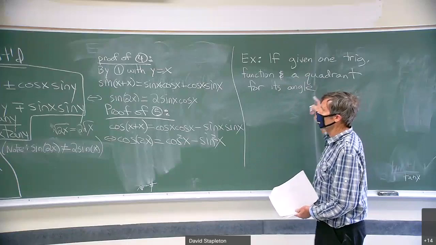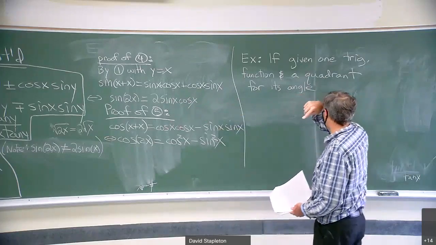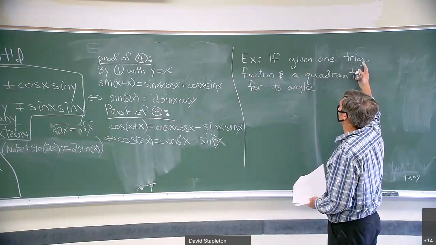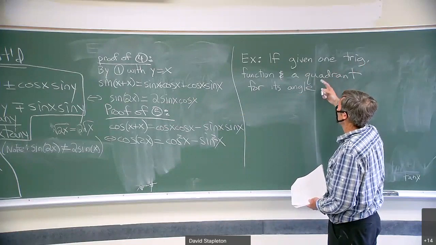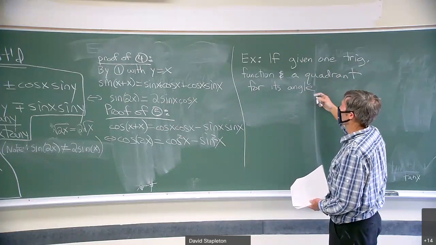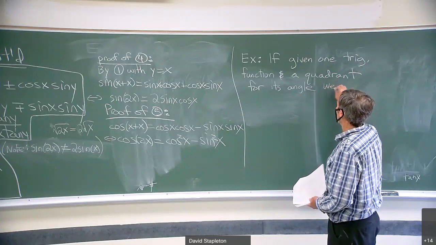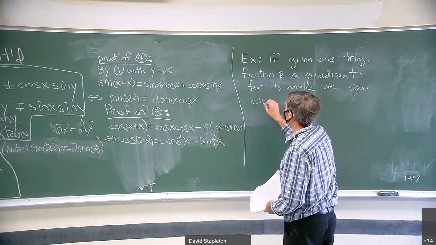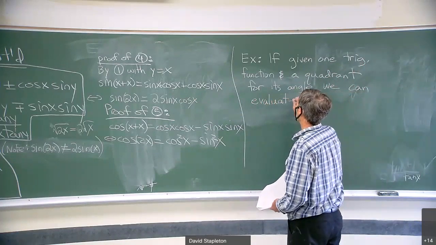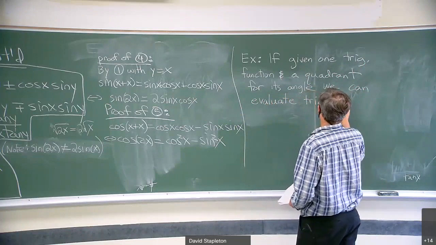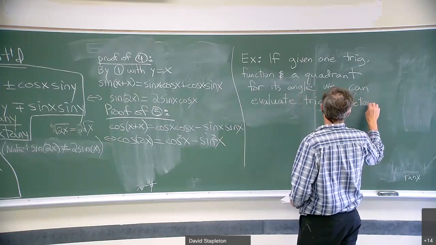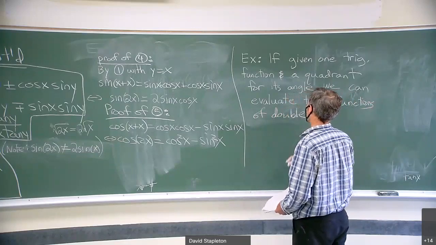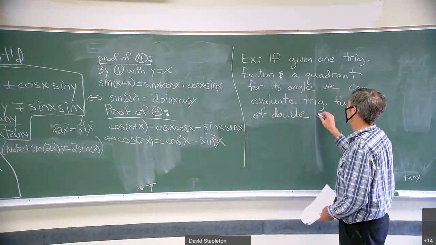Now, once you've got them all figured out, then you can do any one of those 6 identities because you've got all the trig functions you need. So we can do that. We'll say, given one trig function and a quadrant for the angle in that trig function. Not only can we find all 6 trig functions, but we can evaluate any trig function of a double angle. So it's kind of like a cookbook. If you're going to make a pie, you need these ingredients.